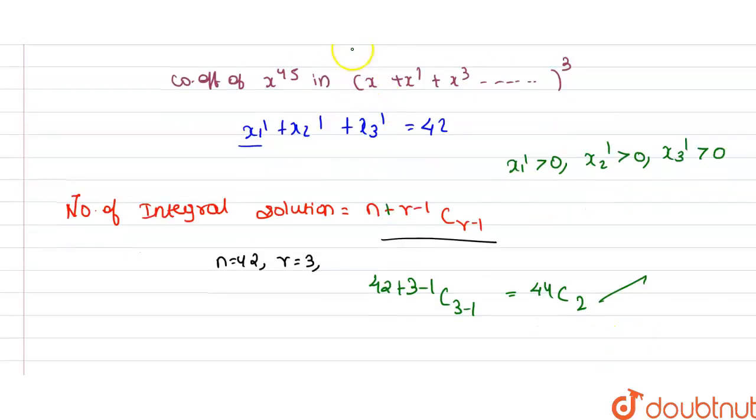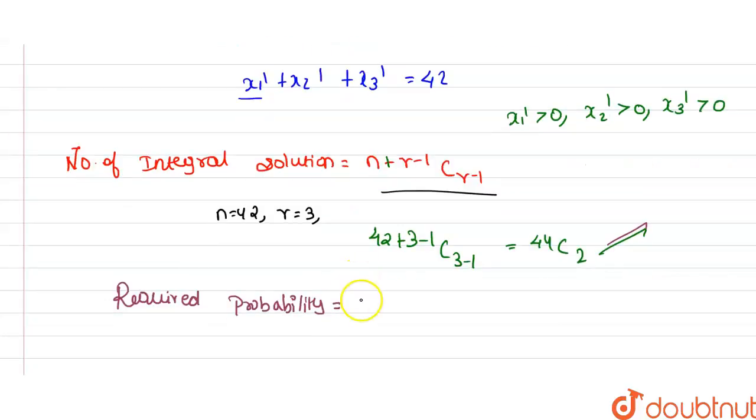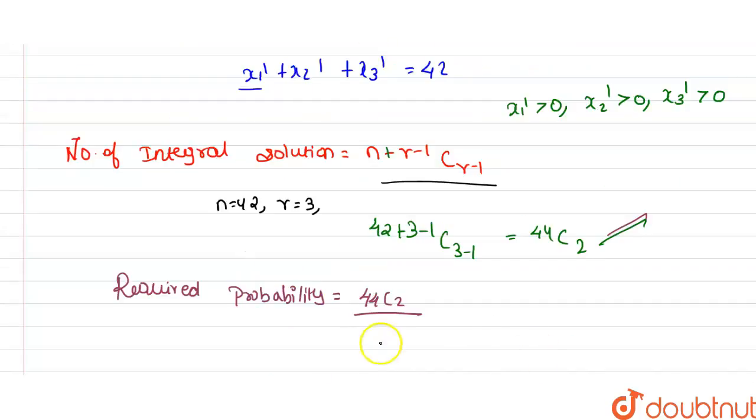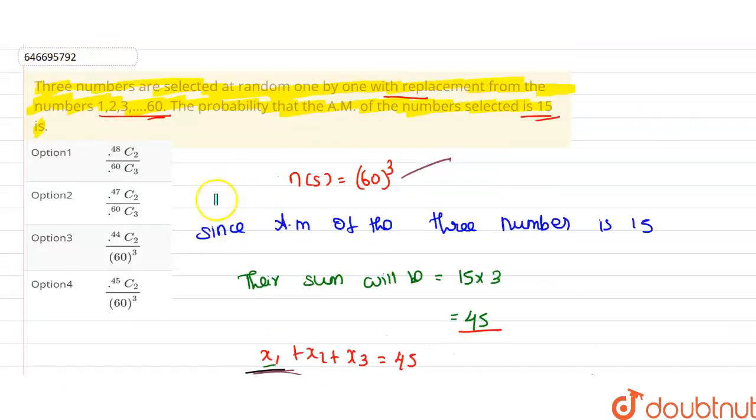So we can write our required probability: favorable cases is 44 C 2 divided by total cases. This is our n(S), the total cases, which is 60 whole cube. Therefore this is our required answer: 44 C 2 divided by 60 cube. So option 3, 44 C 2 divided by 60 cube, is our right answer.